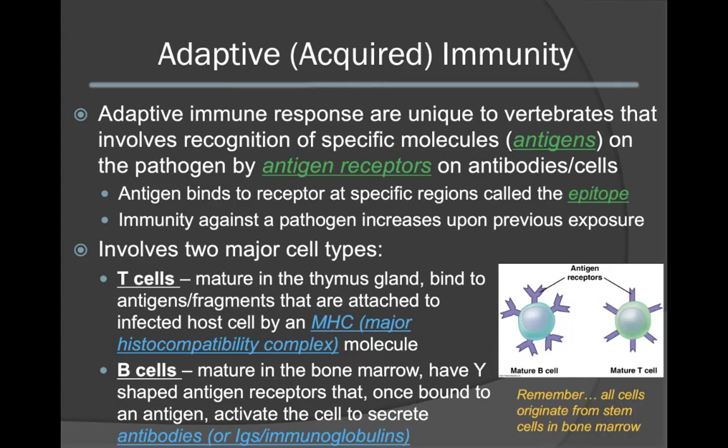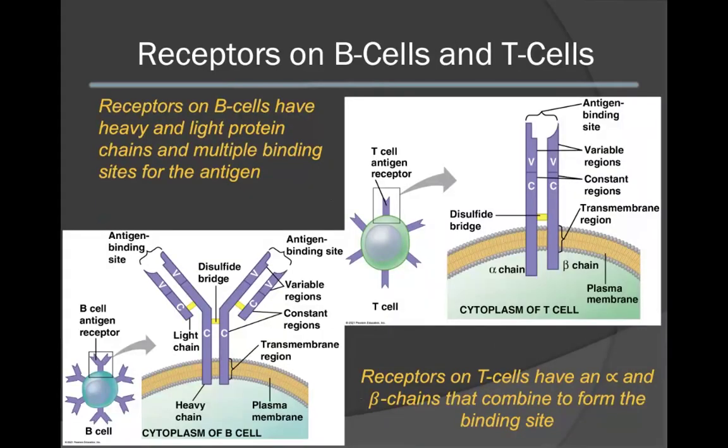Take a look at the diagram to the right to understand the structural differences between the antigen receptors on B cells versus T cells. Receptors on the B cells have both heavy and light protein chains that are kept together by disulfide bridges. Receptors on the B cells also have multiple binding sites for the antigen. Receptors on T cells, on the other hand, have alpha and beta chains that are held together by a disulfide bridge. These will combine to form the antigen binding site.